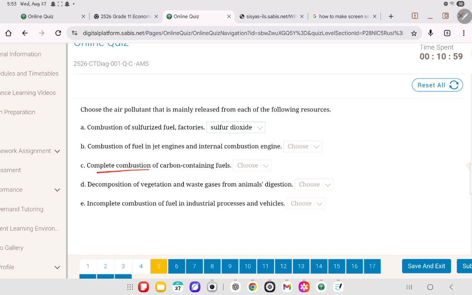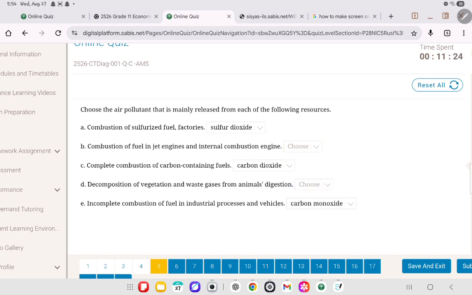Complete combustion of carbon-containing fuels. Here's a hint. When you see complete combustion, it's CO2. When you see incomplete combustion, it's CO, right? So complete combustion, 2 C's, it's CO2. And incomplete combustion, it's only CO. So CO2 is carbon dioxide, and CO is carbon monoxide.